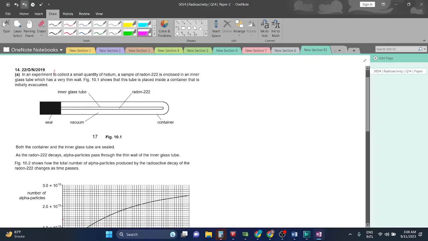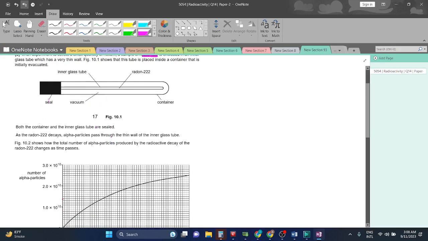Question 14. In an experiment to collect a small quantity of helium, a sample of radon 222 is enclosed in an inner glass tube which has a very thin wall. Figure 10.1 shows that this tube is placed inside a container that is initially evacuated. So this is a vacuum. This is the seal to ensure nothing goes out. This is the inner glass tube in which the radon 222 is present. Both the container and the inner glass tube are sealed.